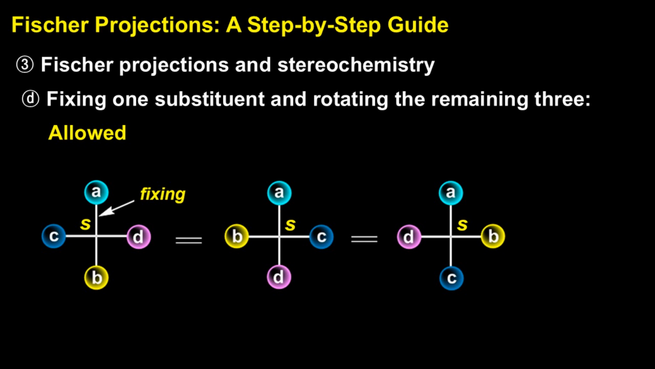Here's a neat trick for transforming Fischer projections without messing up the stereochemistry. Keep one substituent fixed while rotating the other three. In the image, for example, the top substituent, A, stays in place while the other three move around. Even though the structures might look different after rotating, the absolute configuration, in this case S, doesn't change. This method is super handy when you need to rearrange Fischer projections, but still want to keep the stereochemistry accurate.